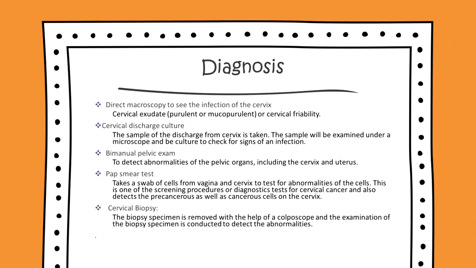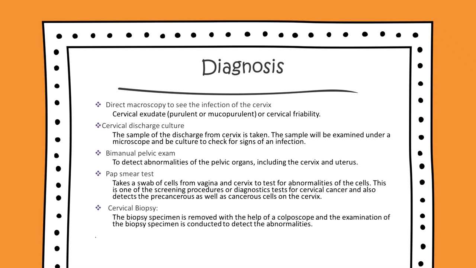My name is Sharifah binti Ahmad. I will talk about diagnosis. First, direct microscopy to see the infection of the cervix. We will see the cervical exudate, which is purulent or mucopurulent, or cervical friability. Second, the cervical discharge culture.